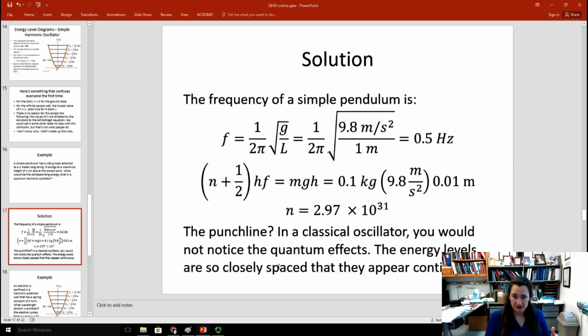So the punchline is that in a classical oscillator, you wouldn't notice the quantum effects. And that's because the energy levels are spaced so closely together that everything appears continuous for a classical harmonic oscillator. So you don't see them. And it's only when you start scaling the system way down that you start seeing those quantum effects.